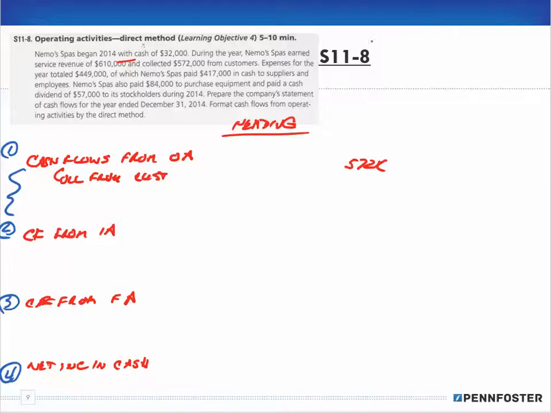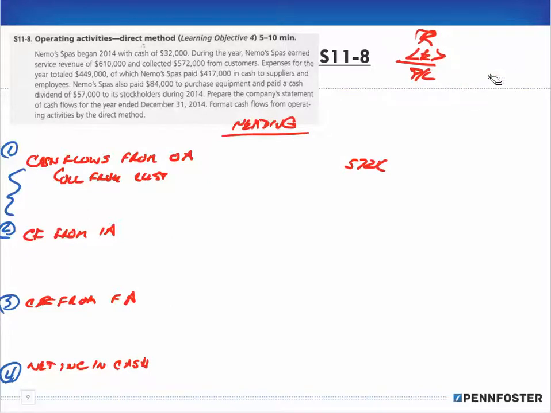Remember, we're doing the direct method, as opposed to the indirect method, where you started out with net income, right? And then you're adjusting your net income, taking out everything that doesn't affect cash, like depreciation expense. Here, from the information, we're just looking at the cash aspect of it. So even though, if we have a profit, if we have our revenues less our expenses to give us our profit or loss, our net income, okay?